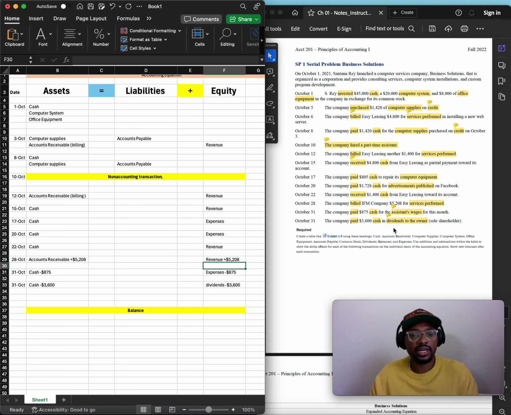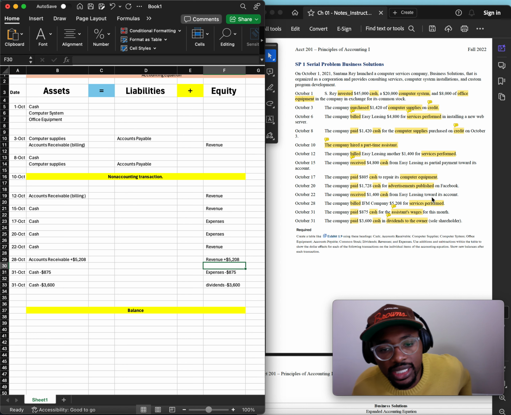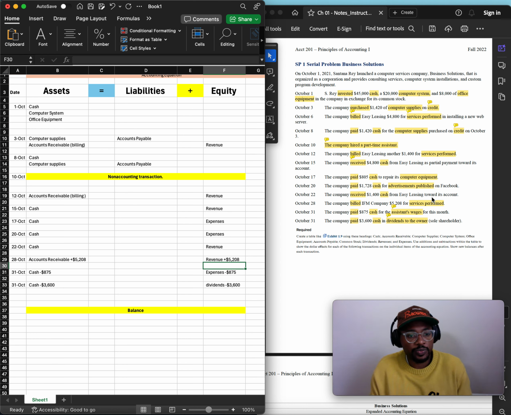So let's look at another situation. Okay, here's the, where are we at? Forgive me. The 22nd. The company received 1,400 cash from Easy Leasing towards its account. Okay, so we received 1,400 for its account.